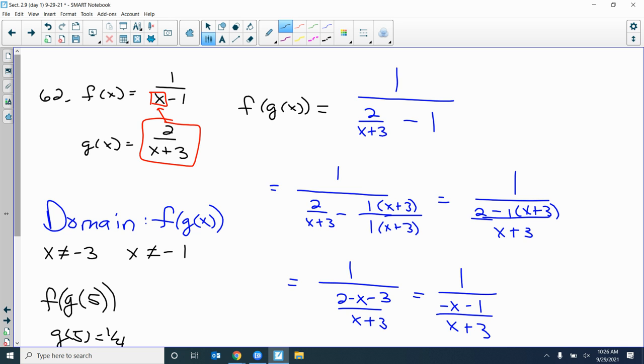What's g of 1? 1 plus 3 is 4. 2 forces 1/2. Now I plug 1/2 in. I get 1/2 minus 1, which is negative 1/2. So I end up with negative 2. It gives me an answer.